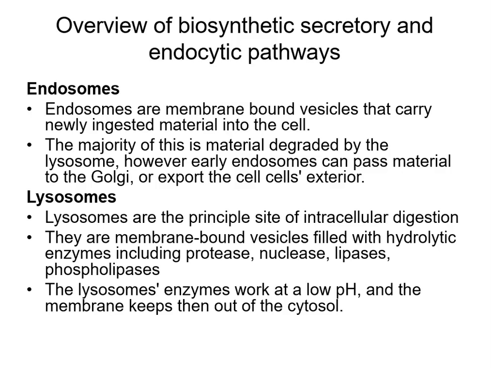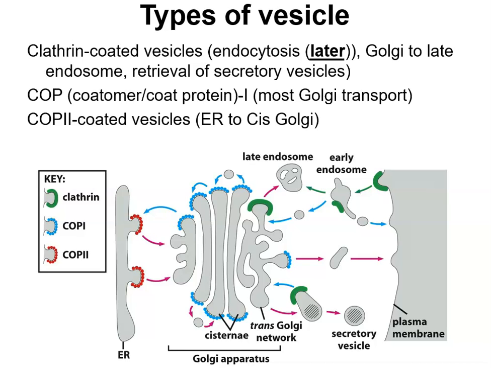So as vesicles bud from various different places, they have different vesicle coats, and there are 3 different coats that you need to know about. There are clathrin coated vesicles, and these are predominantly involved in endocytosis, which I will cover next week. They're also involved in sending proteins to late endosomes and lysosomes. So proteins that need to get from the Golgi to the lysosomes will go in the clathrin coated vesicle as well.